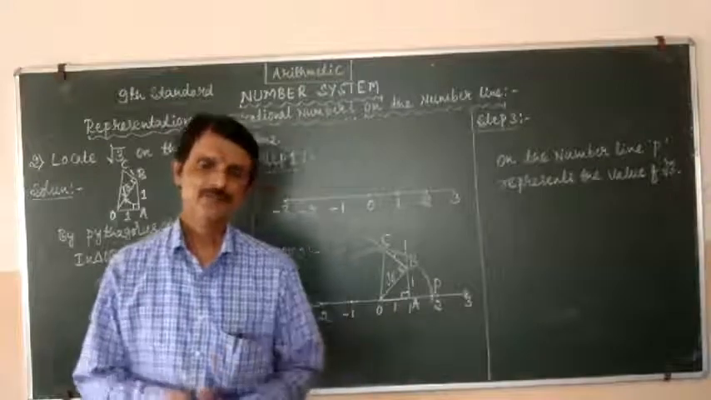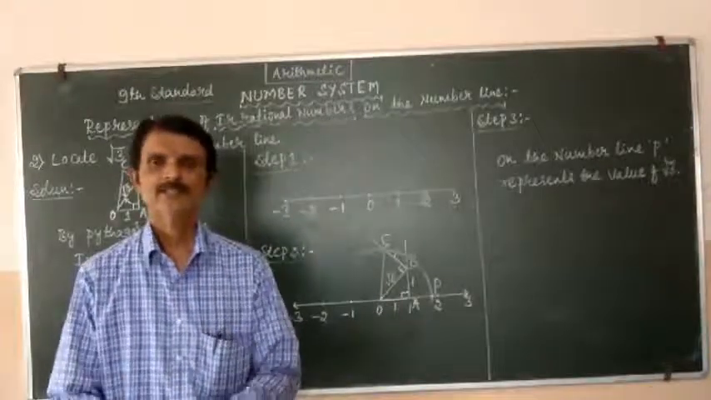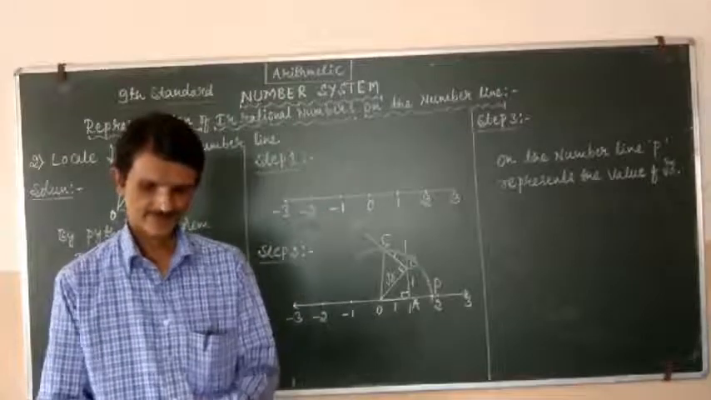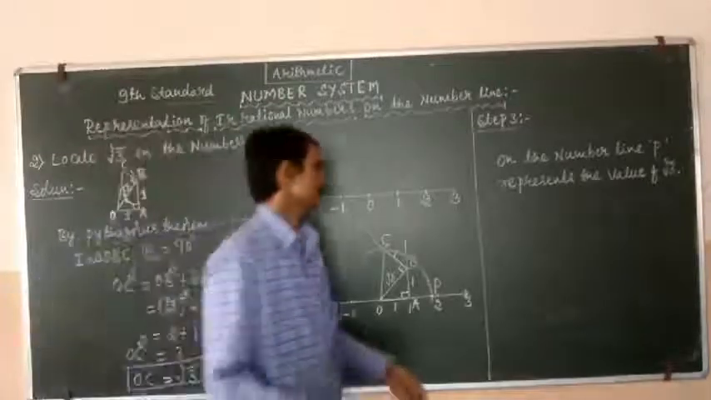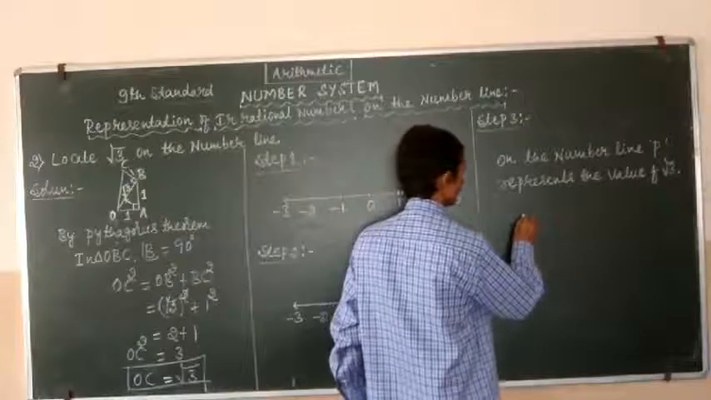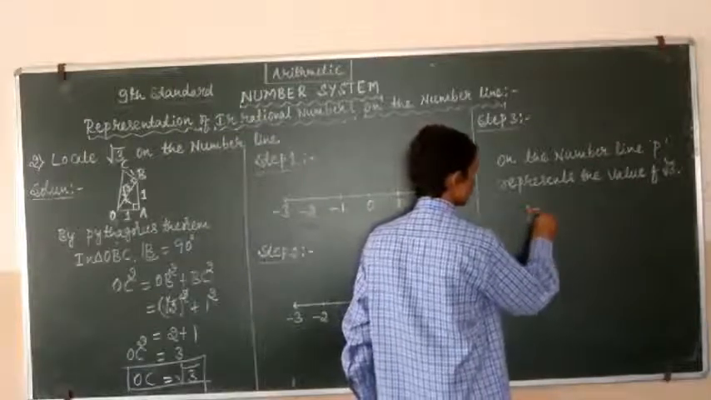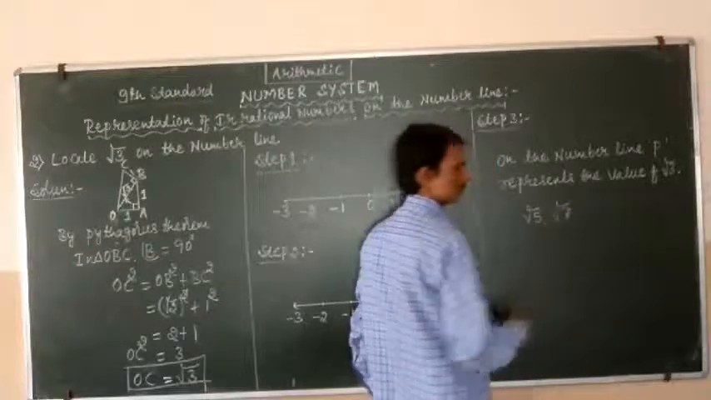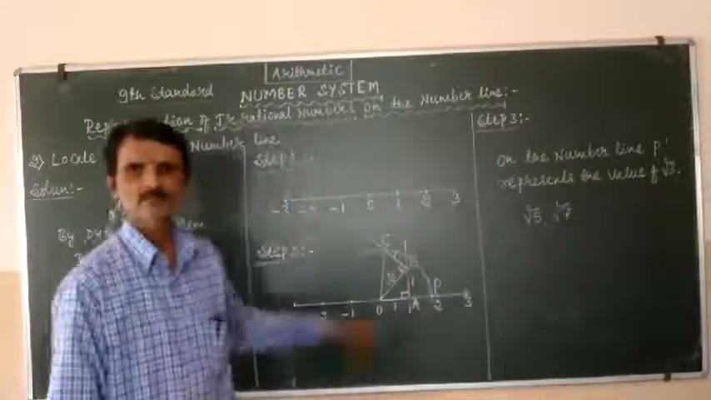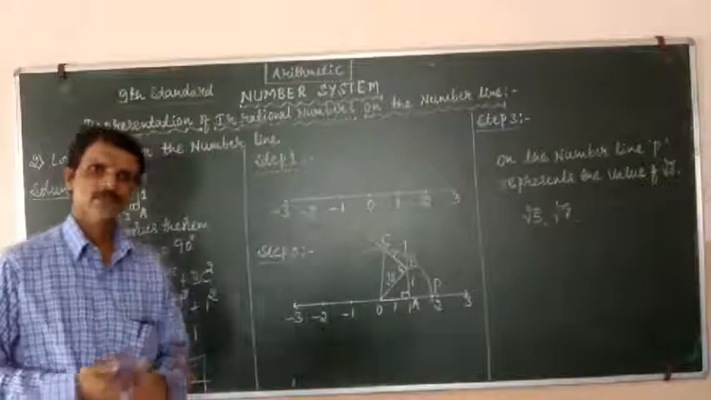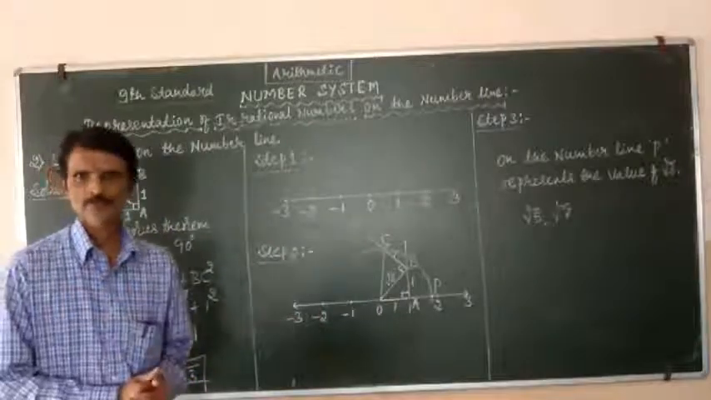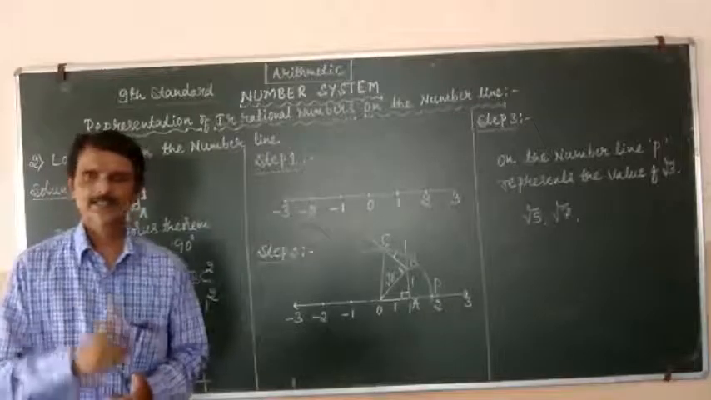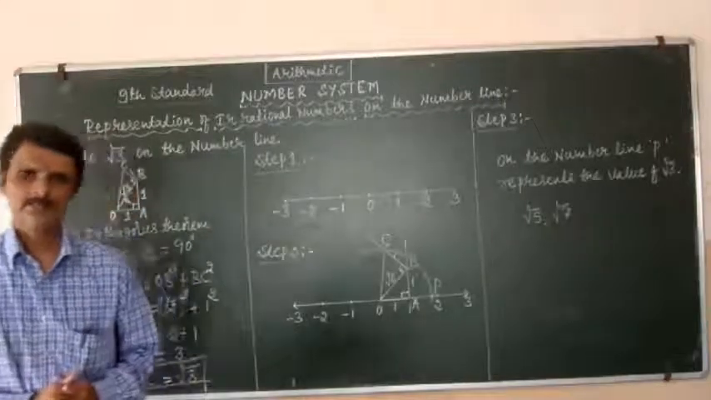Friends, similarly you have to represent the other numbers on the number line, that is root 5, root 7, etc. These two are the models for you to locate irrational numbers on the number line.